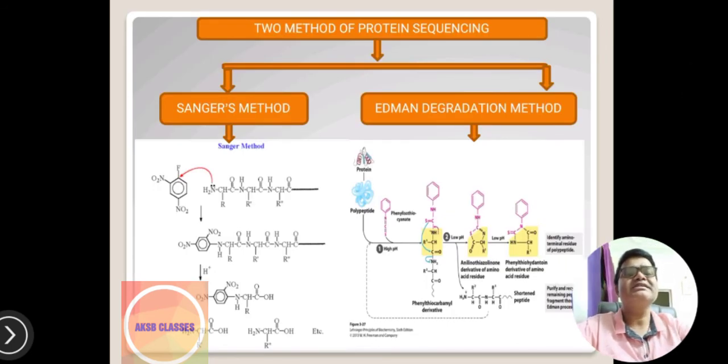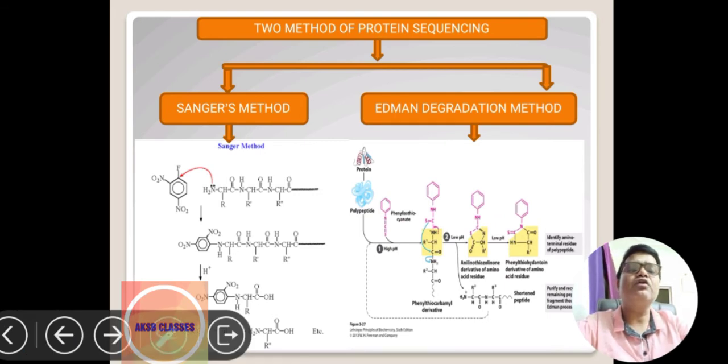Now this is Sanger's method. If you see, there is a reagent, that is FDNB, 1-fluoro-2,4-dinitrobenzene. This is one of the important reagents for Sanger's method, through which we are going to separate the amino acids one by one from the amino terminal.